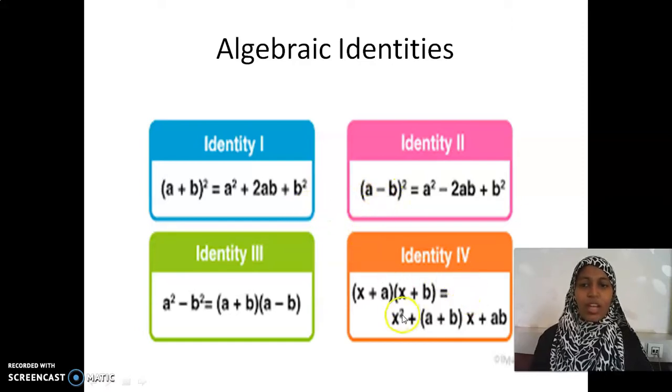And what about this fourth identity? This is also a very useful identity. The difference between the third identity and the fourth identity is that here we will have only two variables a and b, once added and once subtracted. And what about the identity here? We will have three variables, three different quantities x, a and b. This x quantity is once added with a, next time it is added with b, and then it is multiplied. This is how you have to identify this identity. We will have three variables here.